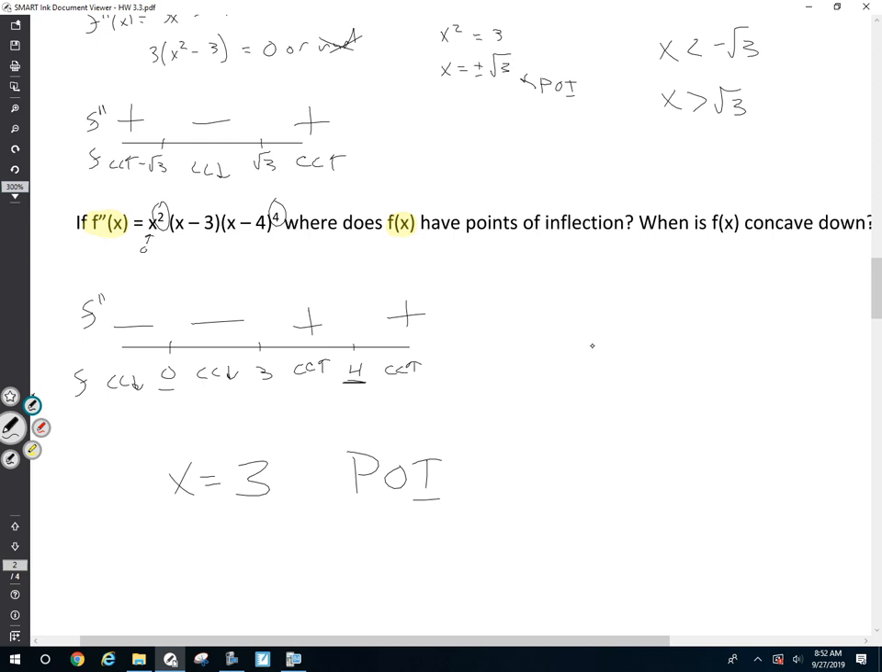F is concave down. It's interesting how you can answer this. You would say everywhere less than 3 except for at 0, but sometimes they'll accept just everywhere less than 3, and they'll say that you are concave down at 0. But just to be proper, f is concave down when x is less than 0, and for x greater than 0 but less than 3, and I'm not including 0 or 3.